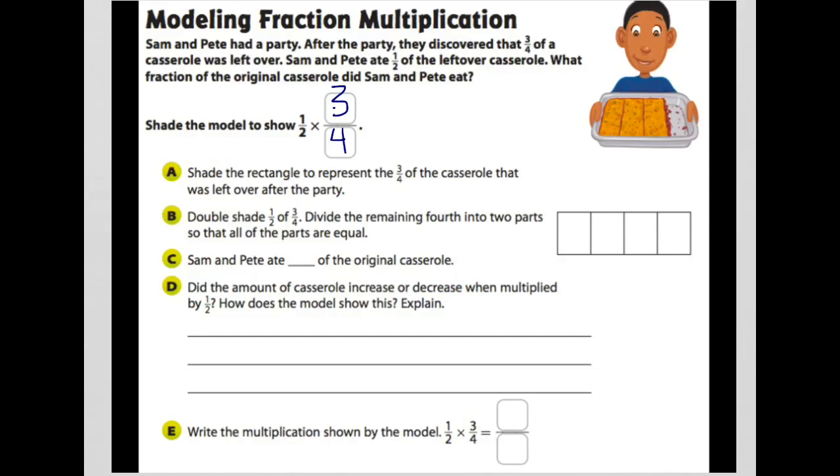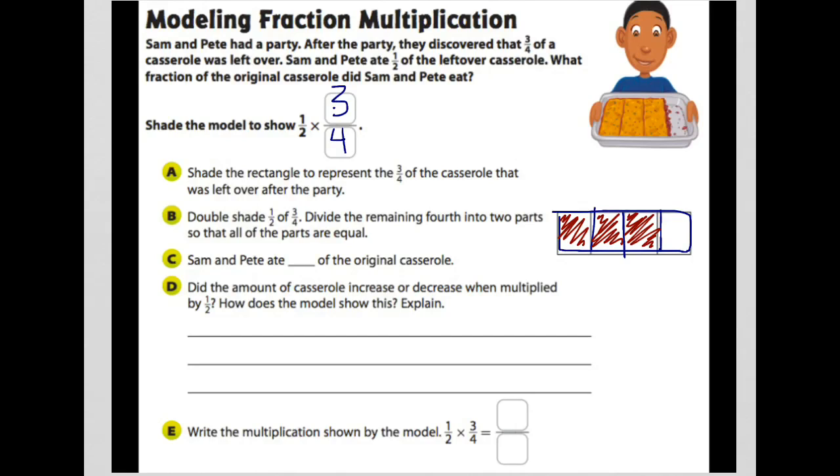So you're going to need to do an area model where you have 4 rectangles. So this thing that I'm putting in blue should be on your paper. I'm going to shade in 3 out of 4 of these boxes. 1, 2, 3. 3 out of 4.